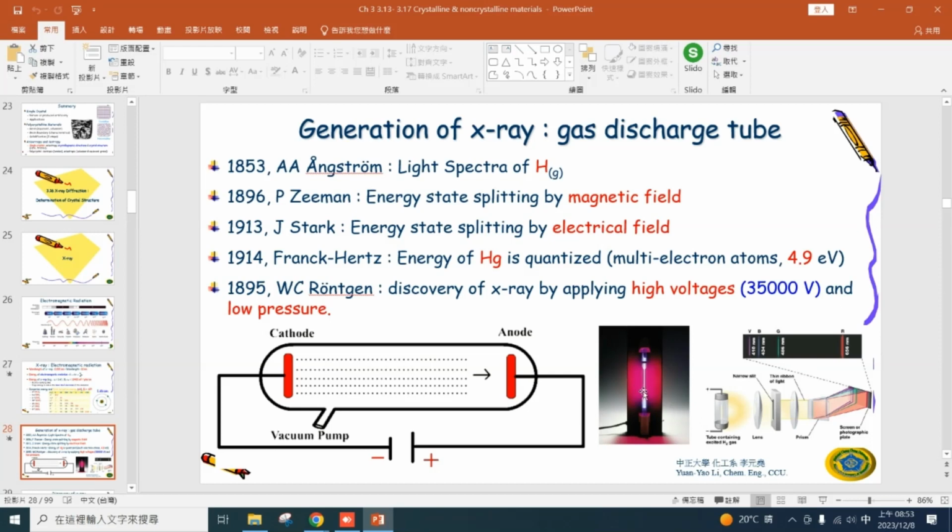We have an example of the X-ray use. We have an example of the gas discharge tube using hydrogen. So if you have very few elements, a very low pressure, which is almost a vacuum, and you have a very strong voltage, and you hit the anode. Assume the anode is a metal, for example, copper. So you can generate X-ray.